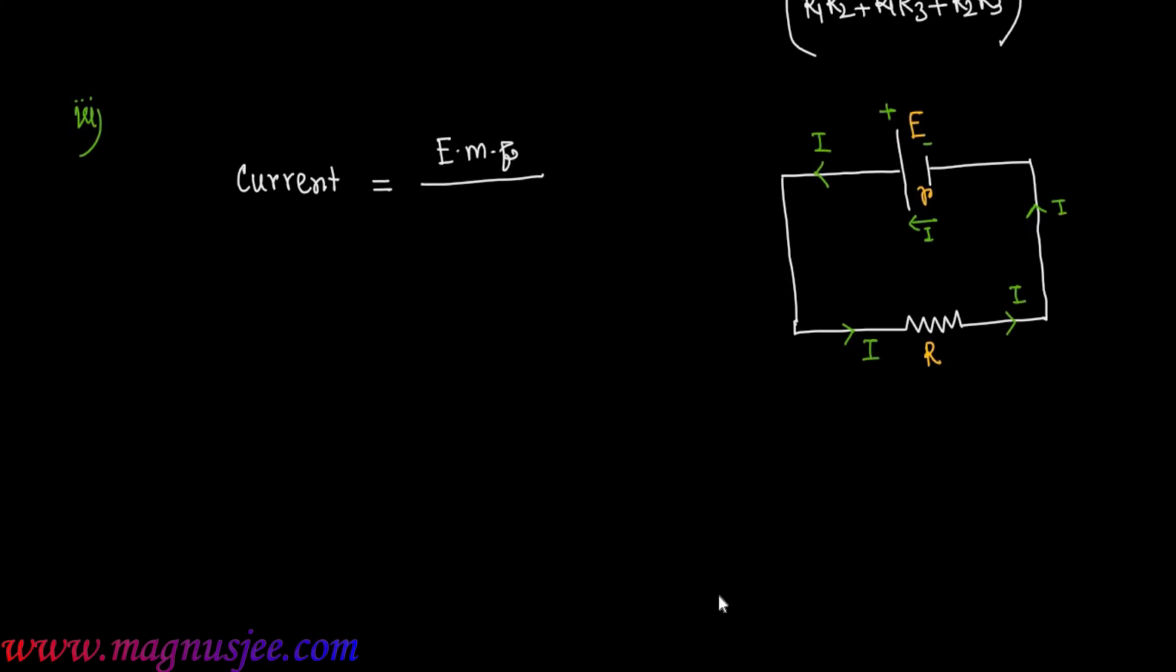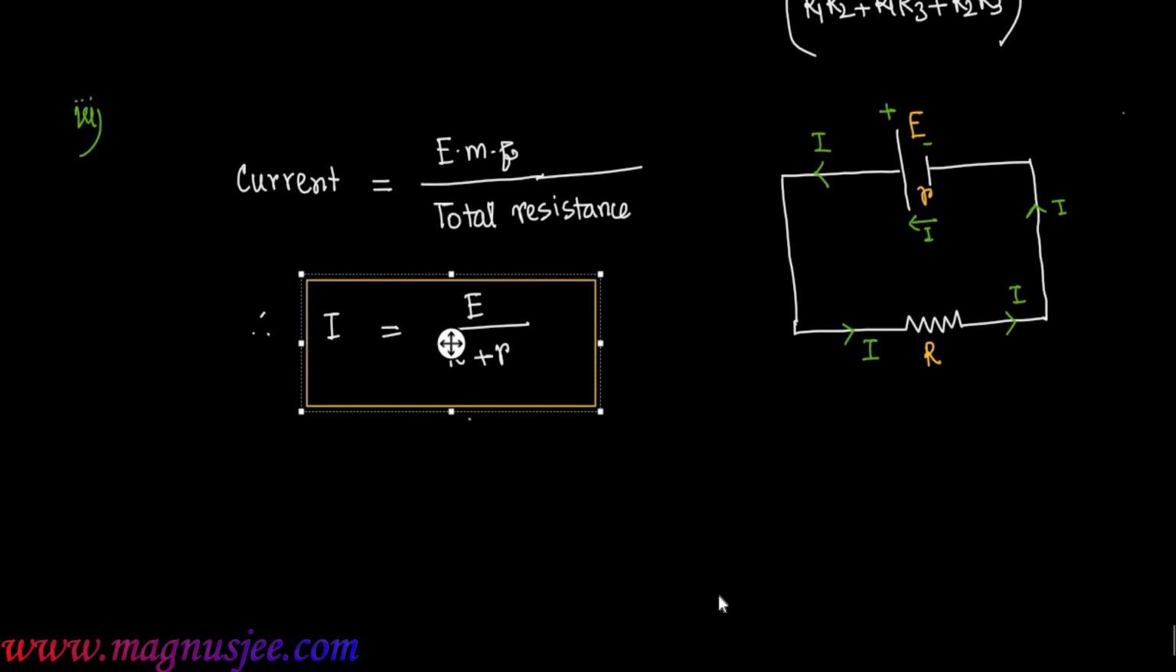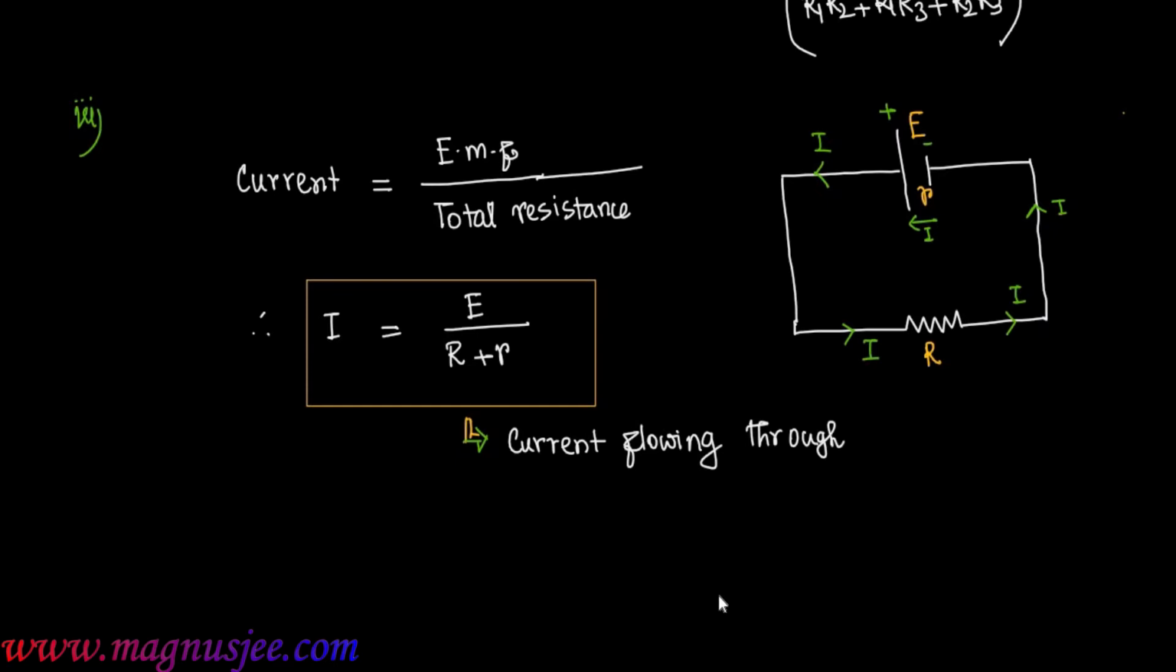We know that current is equal to EMF divided by total resistance of the circuit. Therefore, I is equal to E divided by R plus small r. Capital R is the external resistance, small r is the internal resistance of the cell. I equal E divided by R plus r. That is the expression of current flowing through the external resistance, capital R.